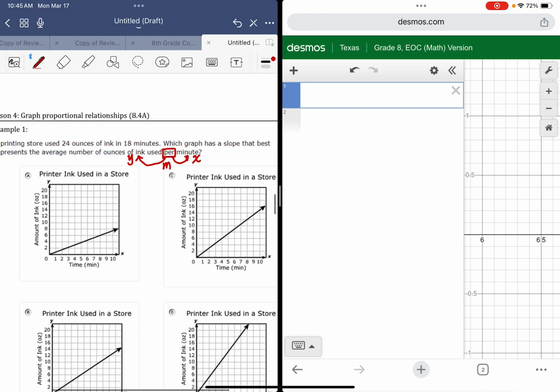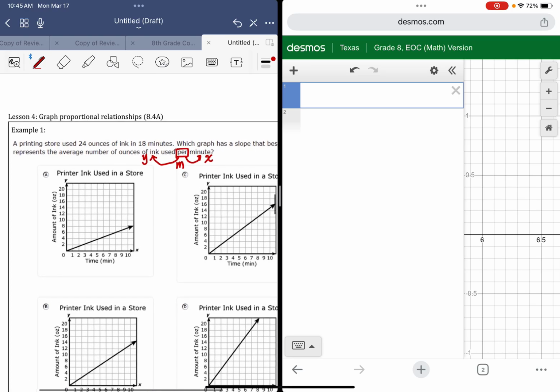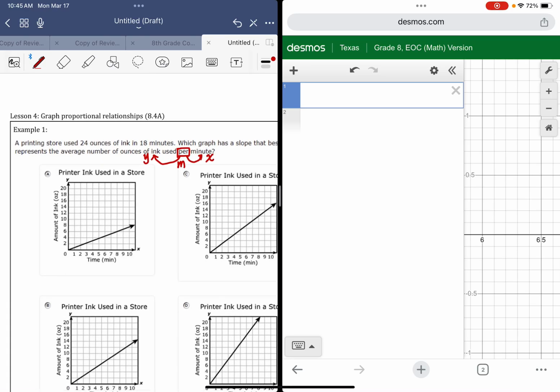And then we always ask ourselves first, is that a proportional or non-proportional relationship? Since a printing store uses 24 ounces of ink in 18 minutes, think about if they do not print anything. If there's no time, will they use any of the ink? No. So which one depends on which? Y depends on X, which is the amount of ink that they use. The number of ounces of ink they used depends on the time, right?